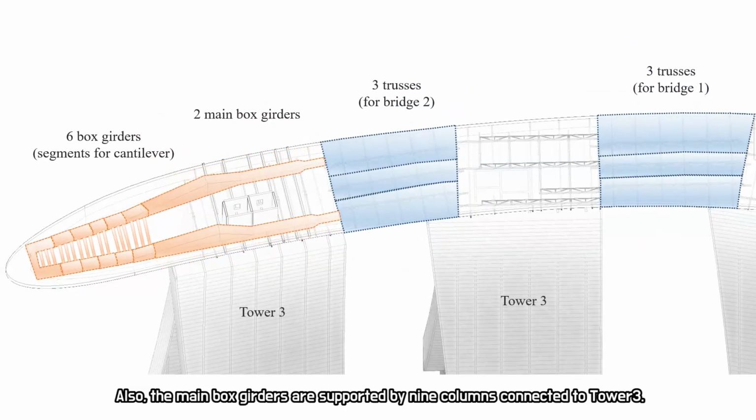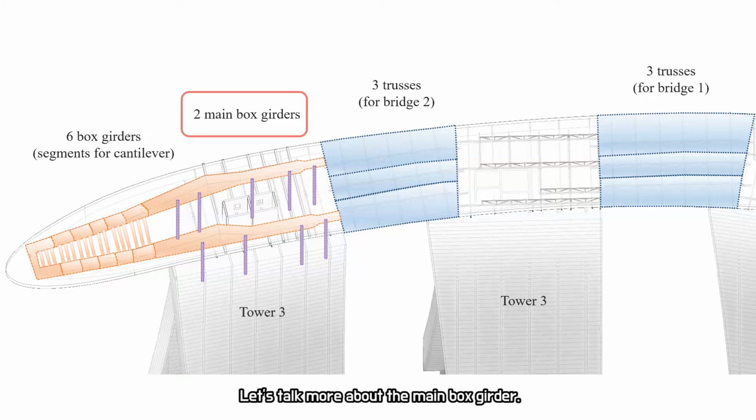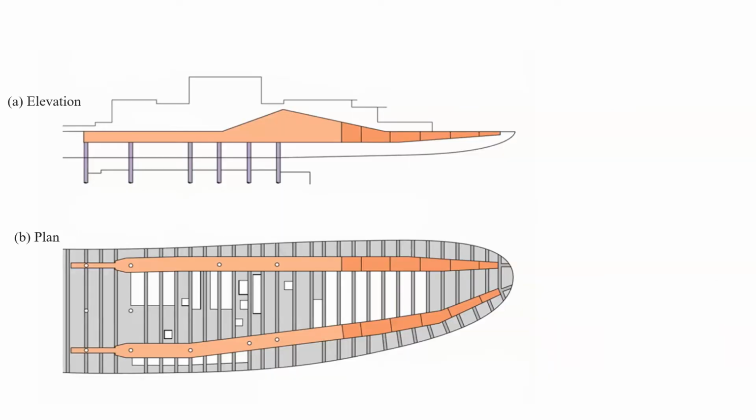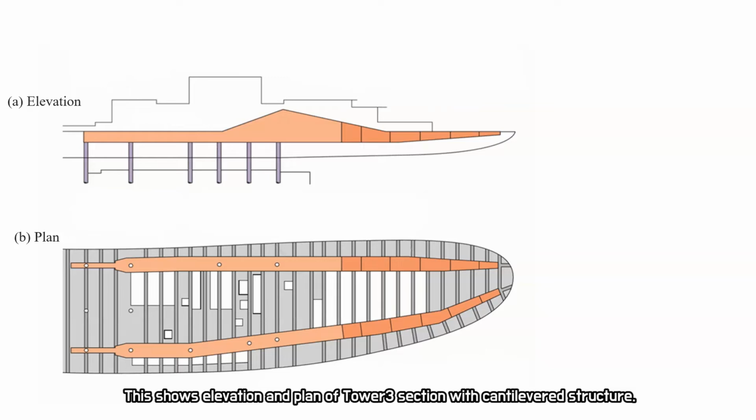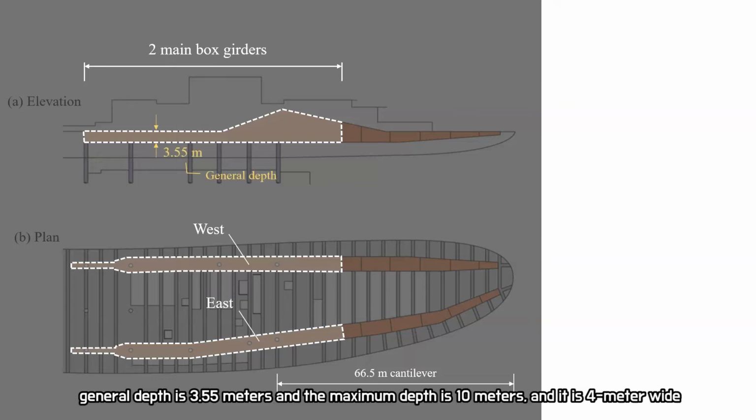Also, the main box girders are supported by 9 columns connected to Tower 3. Let's talk more about the main box girder. These pictures show the elevation and plan of the Tower 3 section with the cantilevered structure. As you can see, the cantilever frame comprises a pair of variable depth box girders. General depth is 3.55 meters and the maximum depth is 10 meters. And it is 4 meters wide.